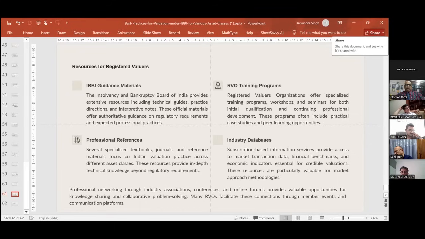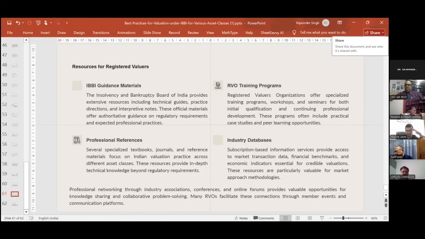Then several specialized textbooks, journals, and reference materials focusing on Indian valuation practices across different asset classes are available online as well as offline. You can refer to these professional references. These resources provide in-depth technical knowledge beyond regulatory requirements.